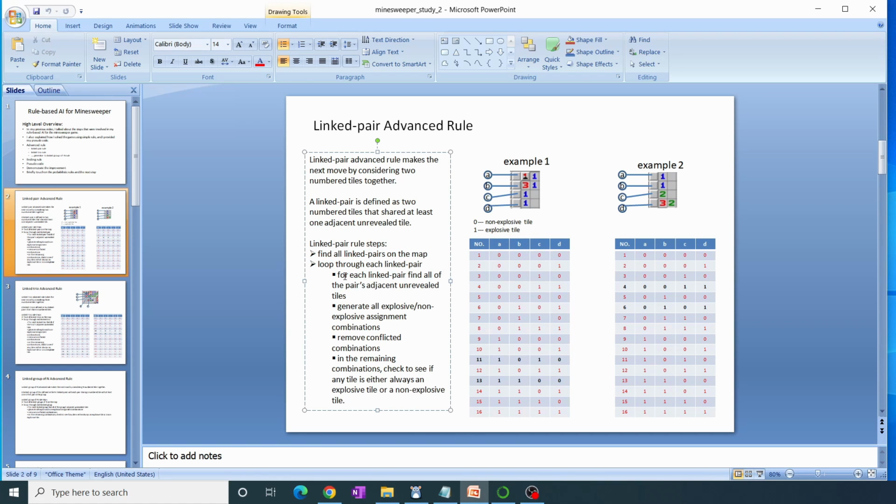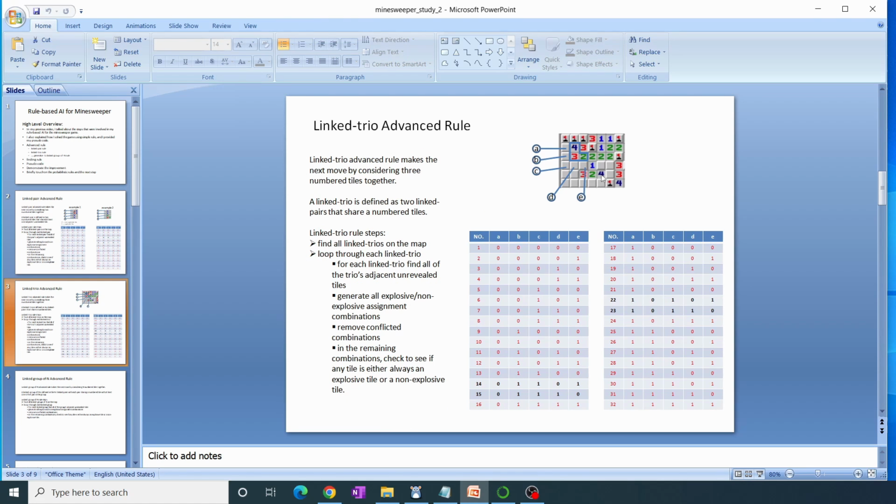For each linked pair, we find all of the pair's adjacent unrevealed tiles, generate all explosive/non-explosive assignment combinations, and remove conflicted combinations. In the remaining combinations, check to see if any tile is either always an explosive or a non-explosive tile. This concludes the linked pair rule.